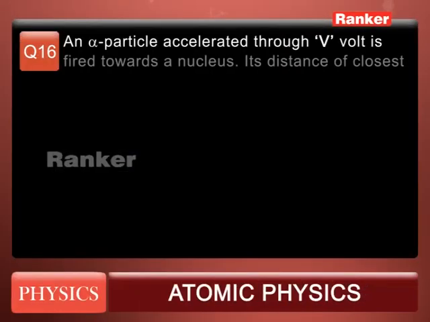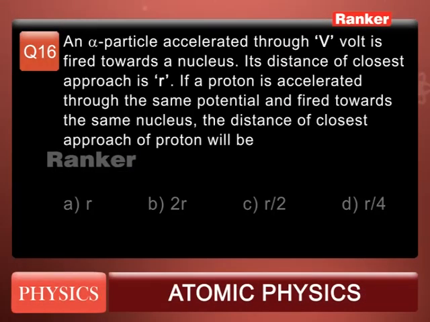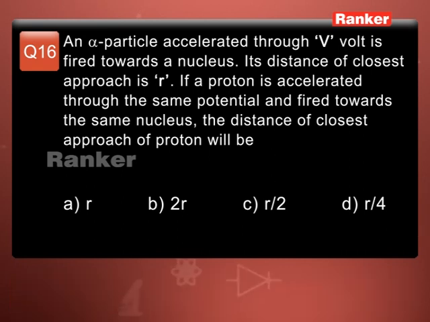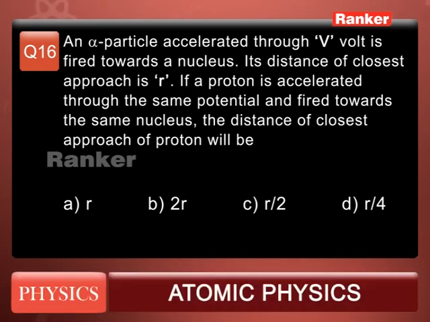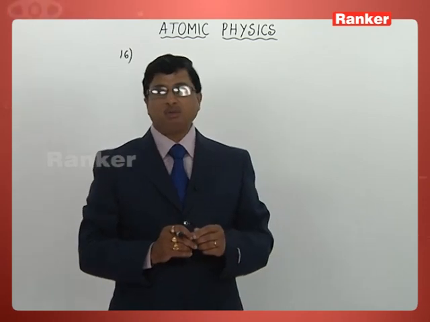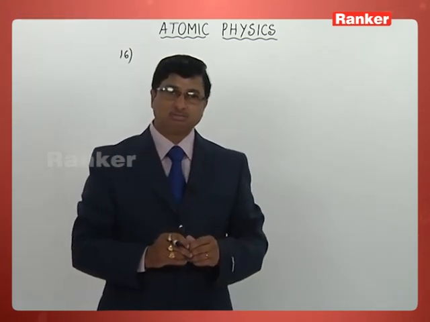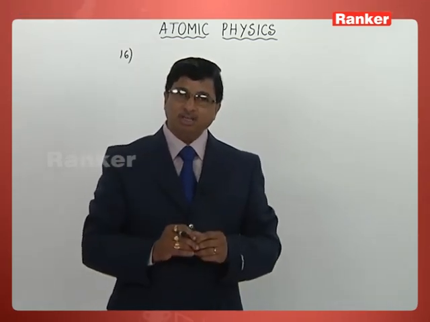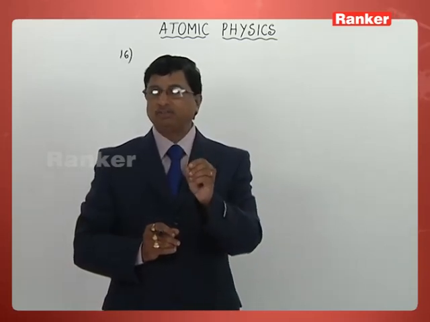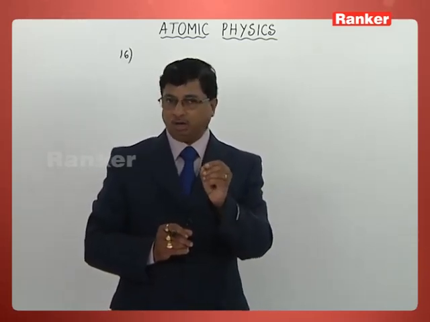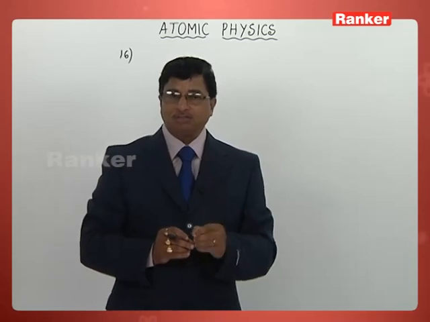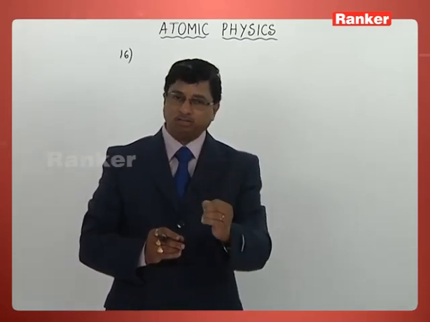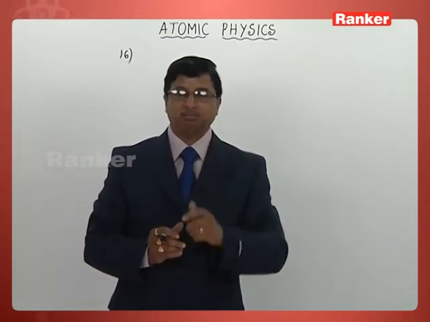An alpha particle accelerated through V volt is fired towards a nucleus, and its distance of closest approach is r. You can definitely understand what the distance of closest approach is. In a general sense, it is that amount of distance at which the particle stops before the nucleus without hitting it.